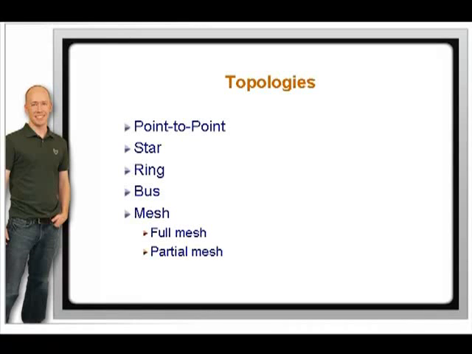A ring topology is created when one device is connected to the next one sequentially, with the last device being connected to the first. The actual devices don't necessarily form a circle, but the data moves in a logical circle. FDDI and token ring are examples of ring topologies.